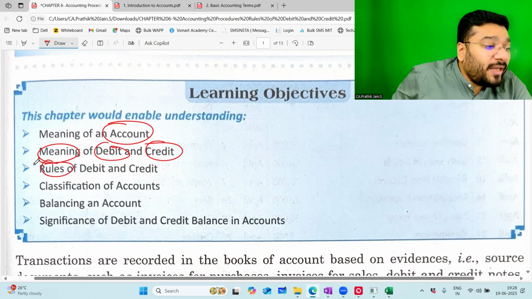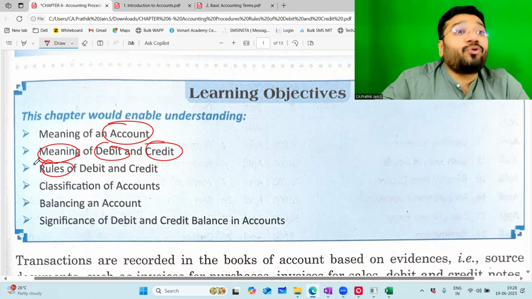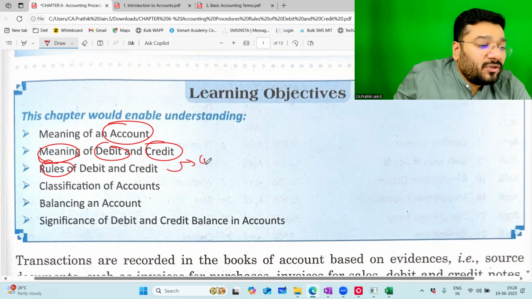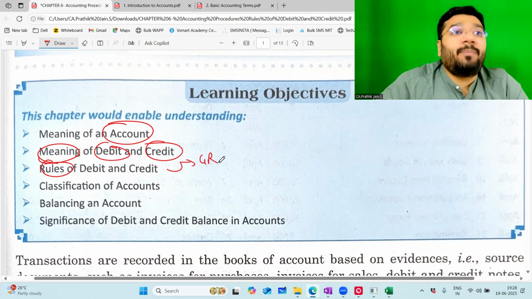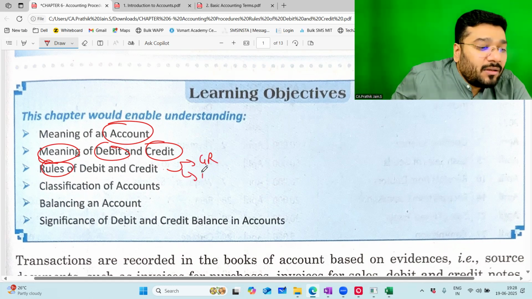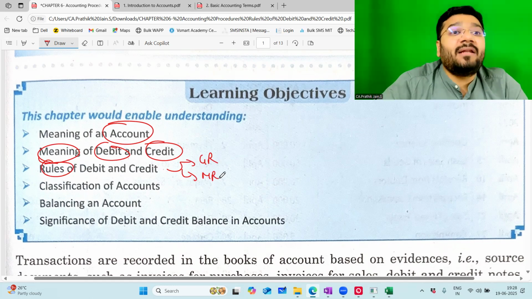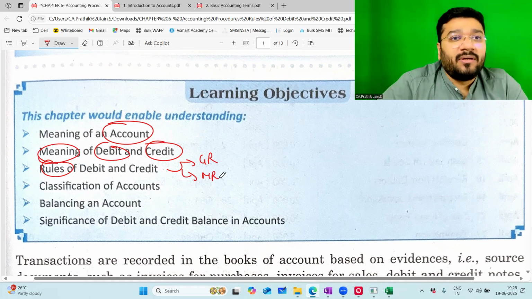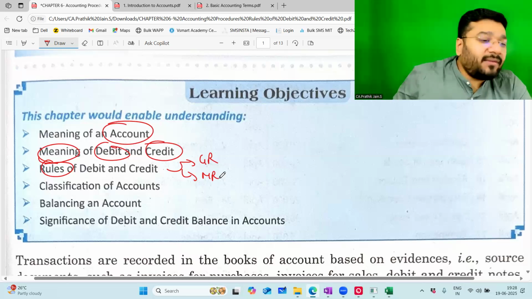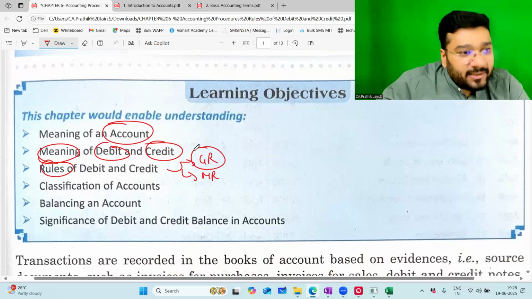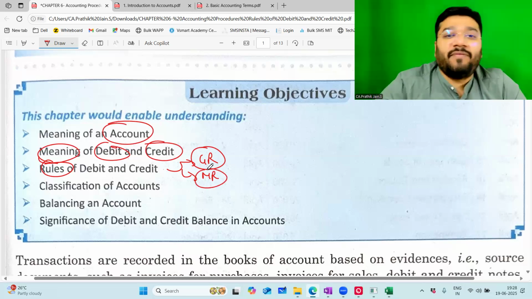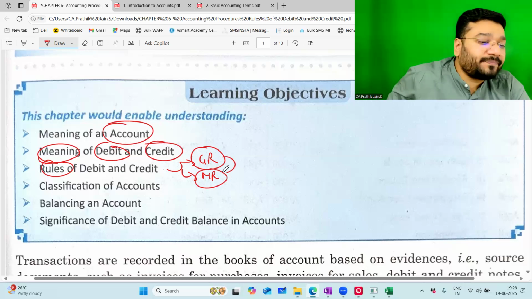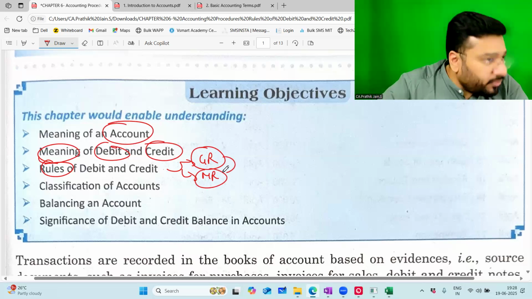Then we'll try to understand the various rules of debit and credit. We have two rules. One is golden rule, called as traditional approach. Second is modern rule, called as American approach. So I'll be introducing all of you to both the rules. In some schools, or very few schools, they teach both the rules. In rest of the schools, either they try to teach only this or only this. Very few schools try to teach both. We have to study both.